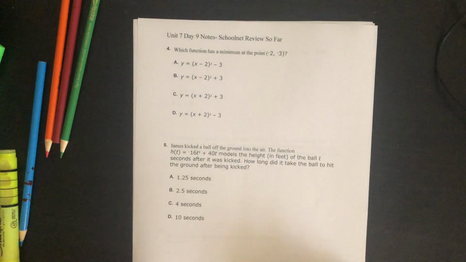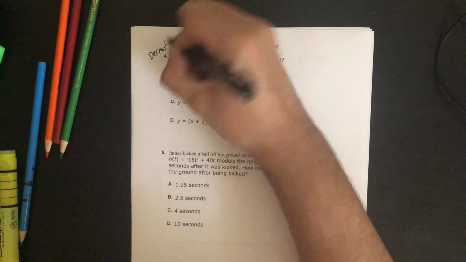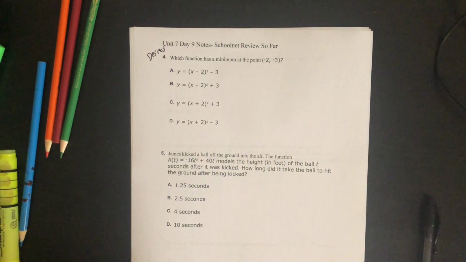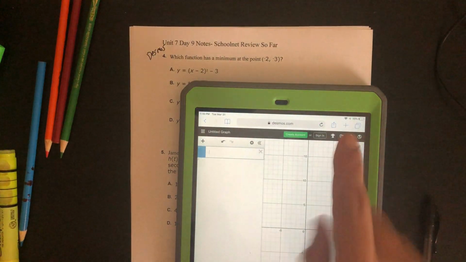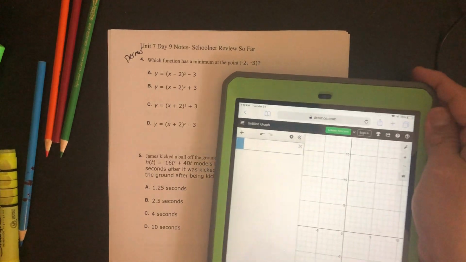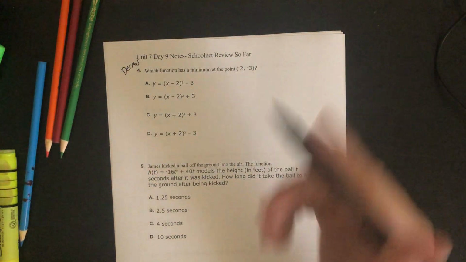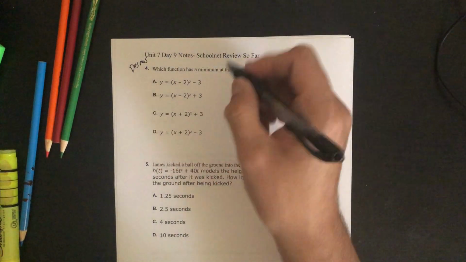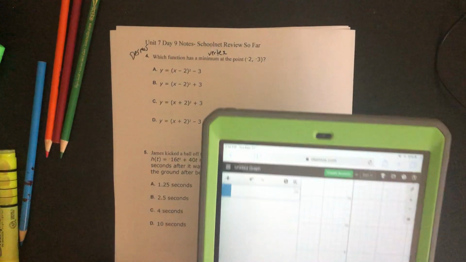Number 4, we are going to work out using Desmos. If you want to go ahead and open another tab, or get a tablet, or get your phone, or whatever you're using to get to Desmos, go ahead and do that. They're asking which function has a minimum at the point -2, -3. In other words, which of these answer choices has a vertex of -2, -3? So let's start.